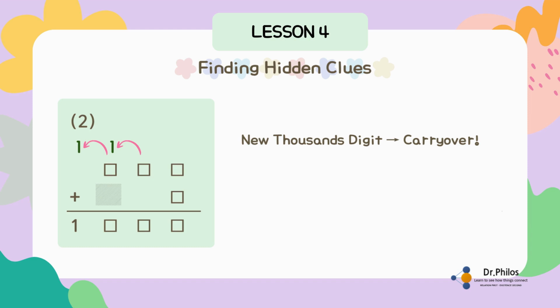Therefore, the numbers for the box in the hundreds place can be 9 and 0. And the tens place numbers are also 9 and 0. A carryover must happen in the ones place.